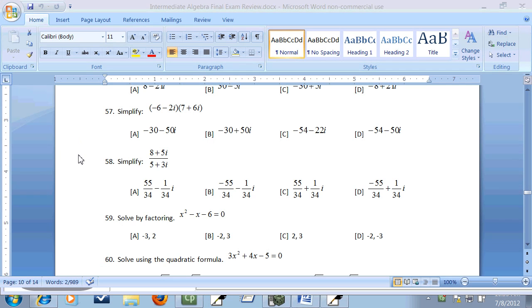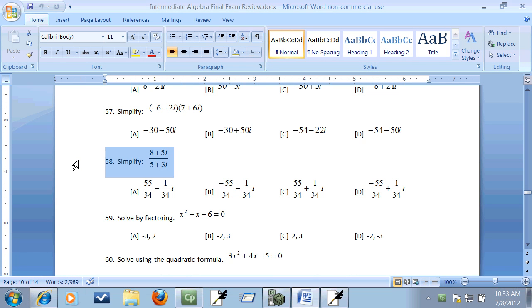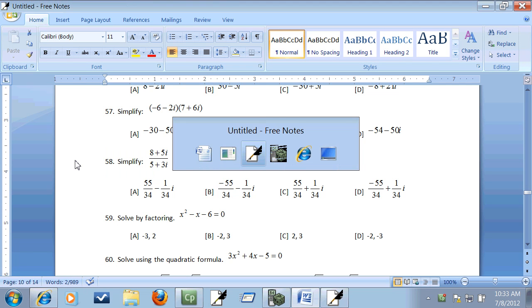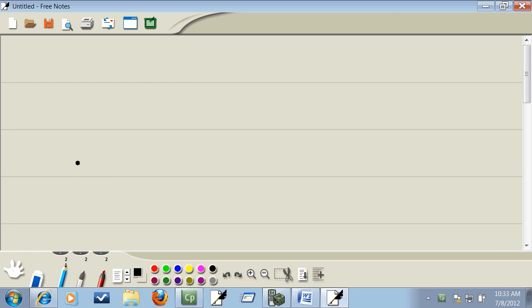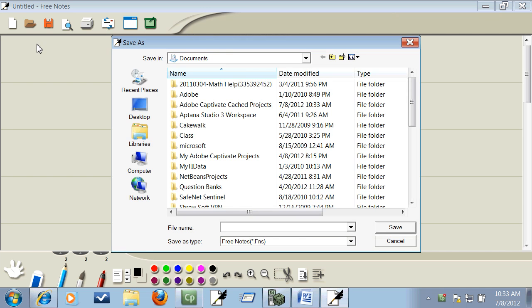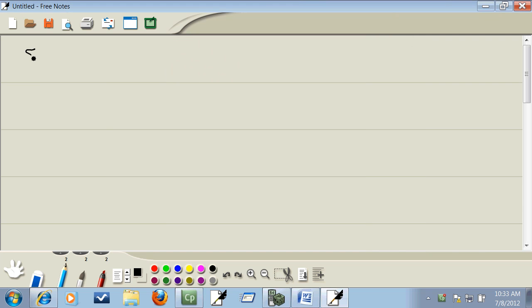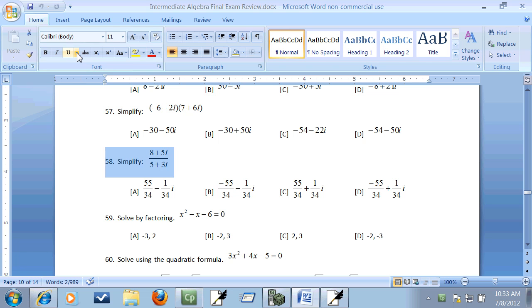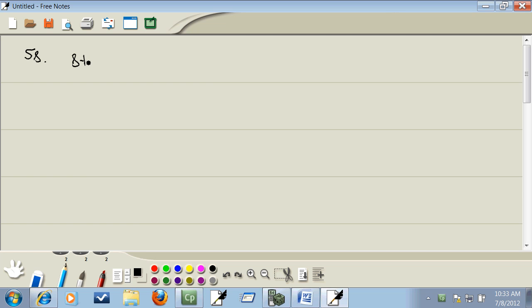Let's take a look at problem number 58. There we go, 58. We got 8 plus 5i over 5 plus 3i. Now, all the instructions say is simplify. But simplify basically means do whatever operation is being indicated.